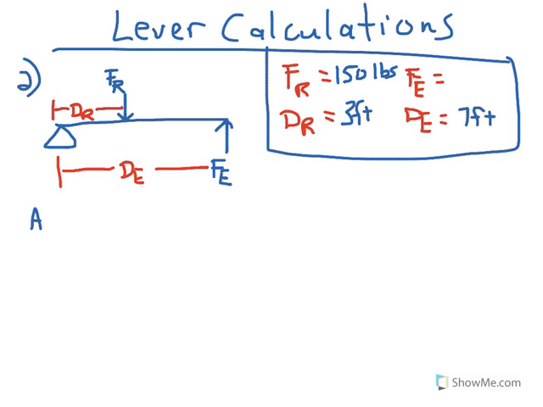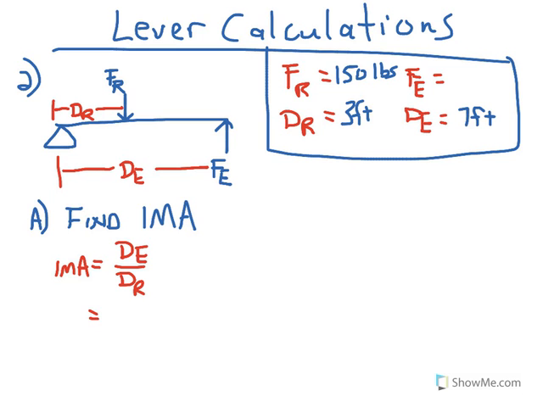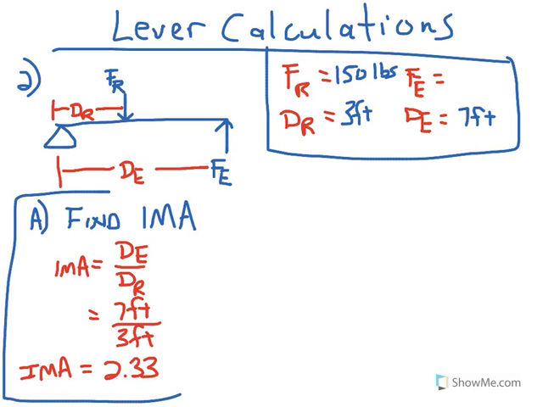Let's say that the first question to this is to find the ideal mechanical advantage of the system. Well, we're going to first start this by writing the formula for ideal mechanical advantage. You take the distance of the effort and divide by the distance of the resistance. Distance of our effort, we can see up here, 7 feet. Distance of our resistance is 3 feet. If you divide feet by feet, they cancel. Something divided by itself is 1. 7 divided by 3 is approximately 2.33. The ideal mechanical advantage of this is 2.33 to 1.